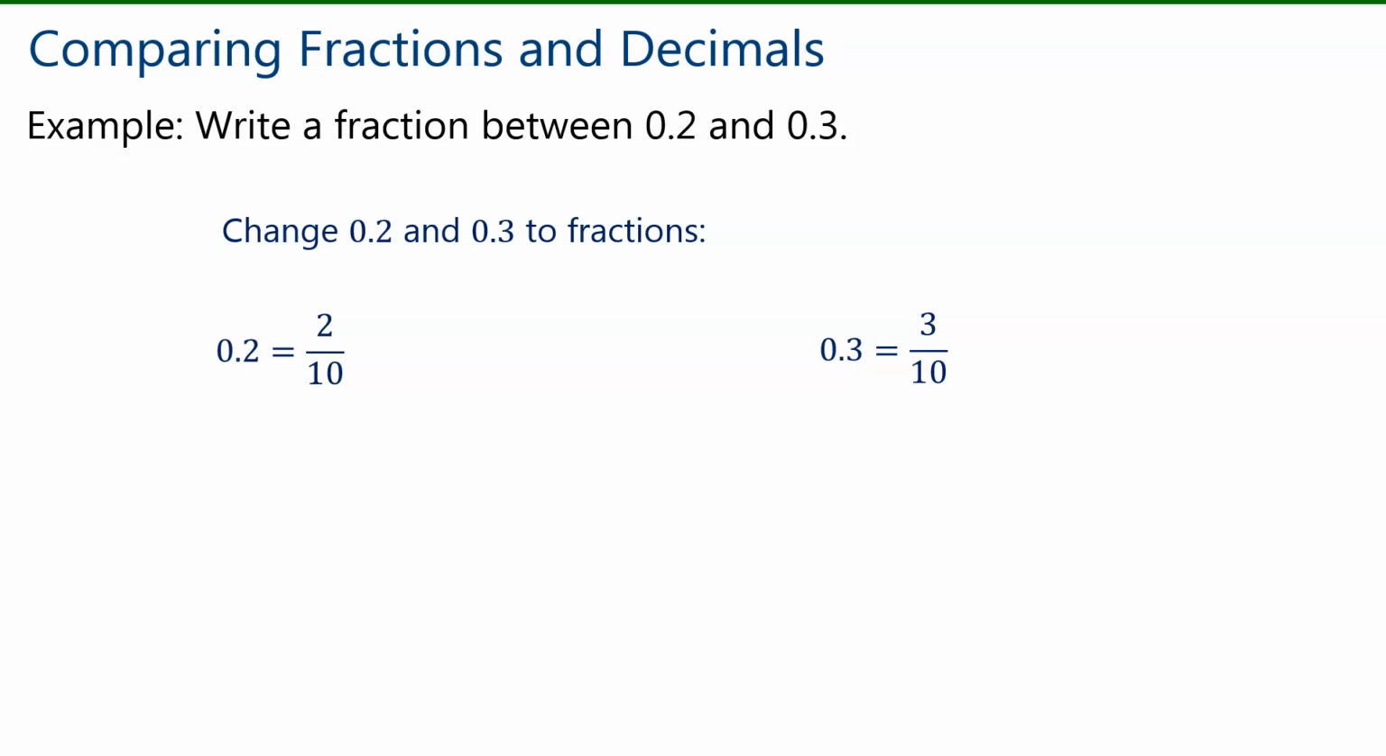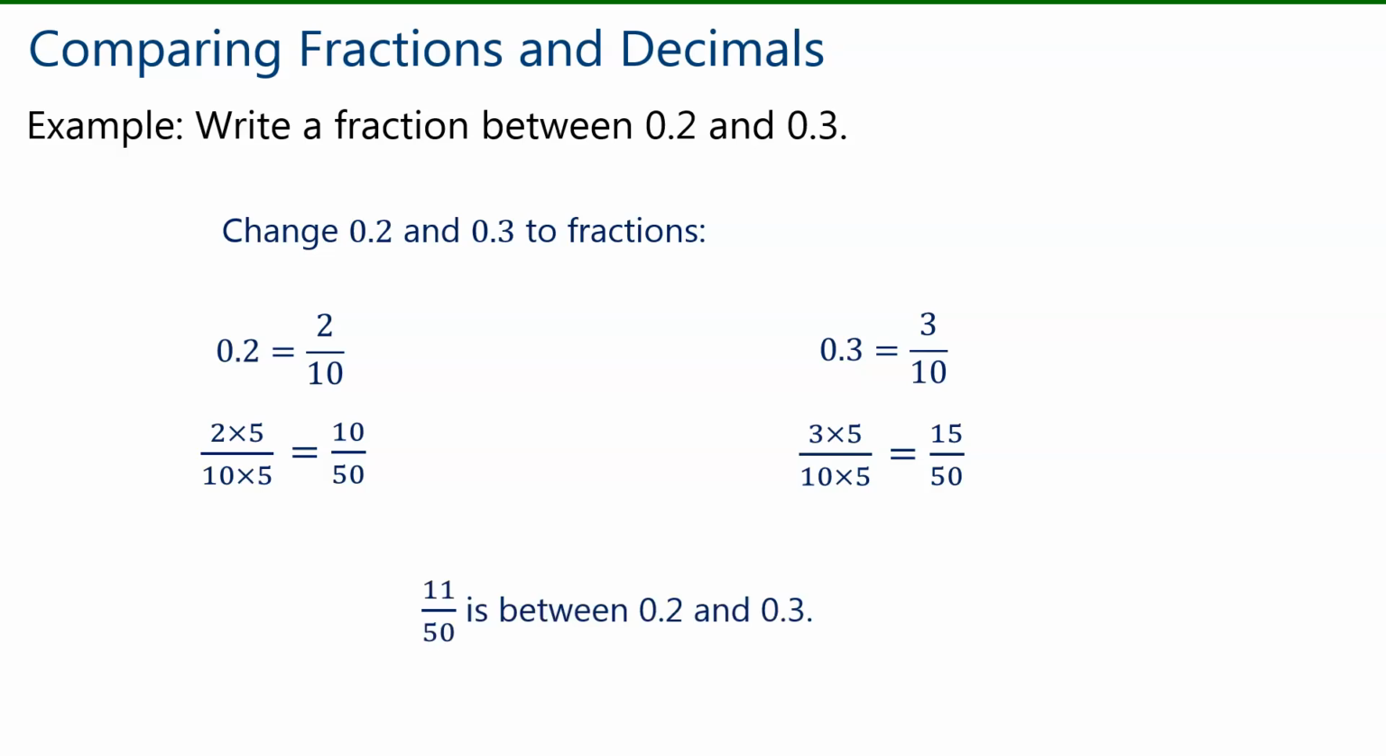Because there's no whole number between 2 and 3, we have to find equivalent fractions. So we can multiply both of these numbers by any number at all. I'm going to multiply by 5. So 2 over 10 times 5 over 5 is 10 over 50. Now multiplying 3 over 10 by 5 as well gives me 15 over 50. So now you can see we can find some numbers in between 10 and 15. So I'm going to say that 11 over 50 is between 0.2 and 0.3.